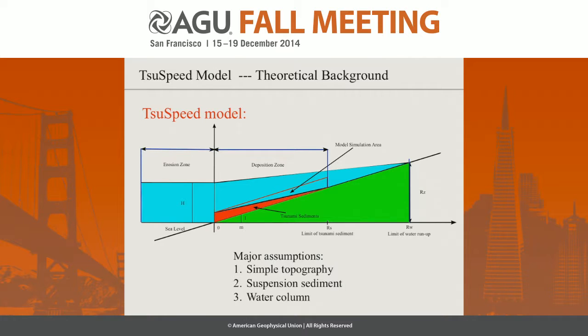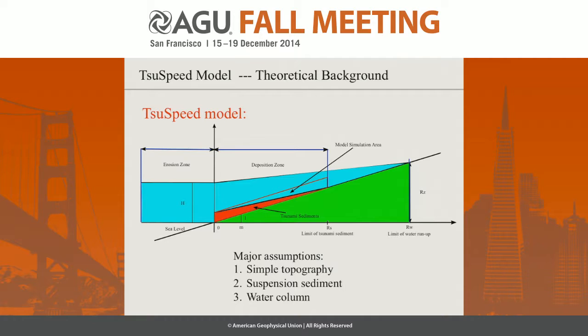First, let's talk about the TsuSpeedv1 model. The original TsuSpeedv1 model is an inversion model to calculate flow speed. But for here, we only use the sediment formation part as a forward model to calculate sediment flux.